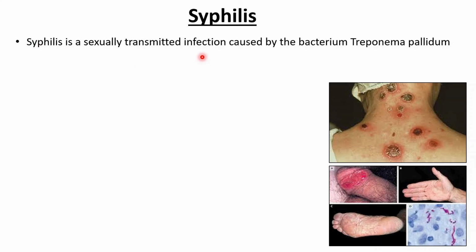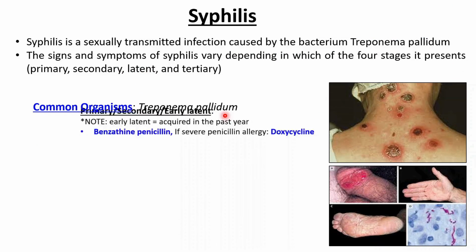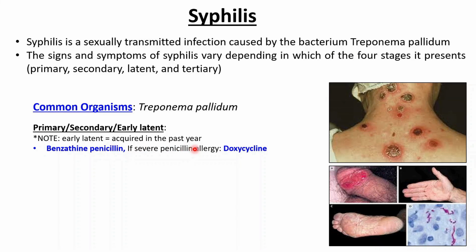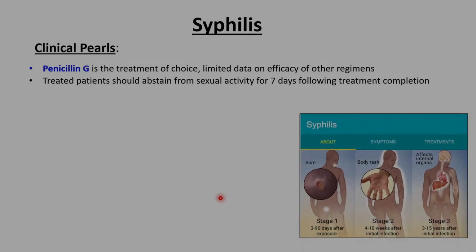Syphilis is a sexually transmitted infection caused by the bacterium Treponema pallidum. The signs and symptoms of syphilis vary depending on which of the 4 stages in which it presents: primary, secondary, latent, and tertiary. Again, the common organism is Treponema pallidum. Early latent is acquired in the past year. Benzathine penicillin is the drug of choice. If there's a severe penicillin allergy, doxycycline can be used. In the case of neurosyphilis or ocular syphilis, aqueous crystalline penicillin G, procaine penicillin G, and probenecid can be used.